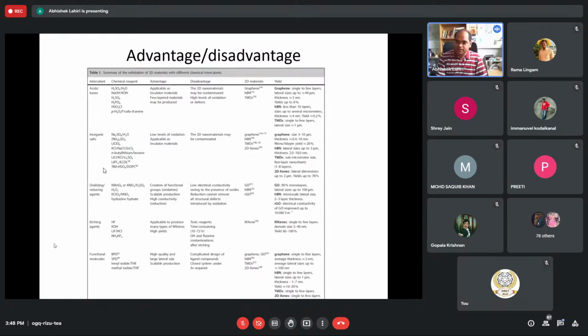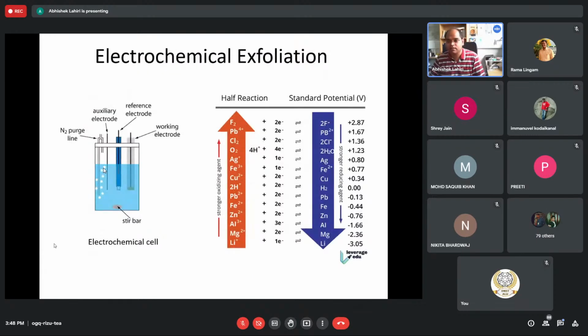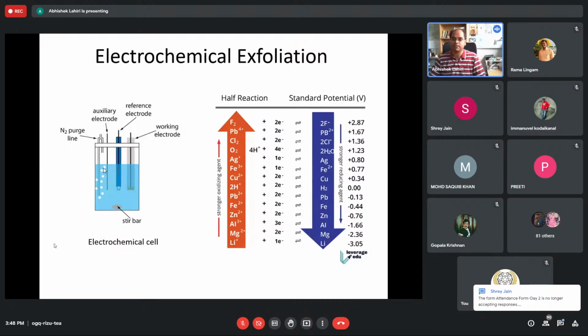So with that, we come to the final exfoliation process, which is based on electrochemical exfoliation. We covered mechanical exfoliation and chemical exfoliation, and we saw the various variables which one needs to alter in order to produce the desired two-dimensional structure and the desired properties. Obviously, it depends completely on the application.